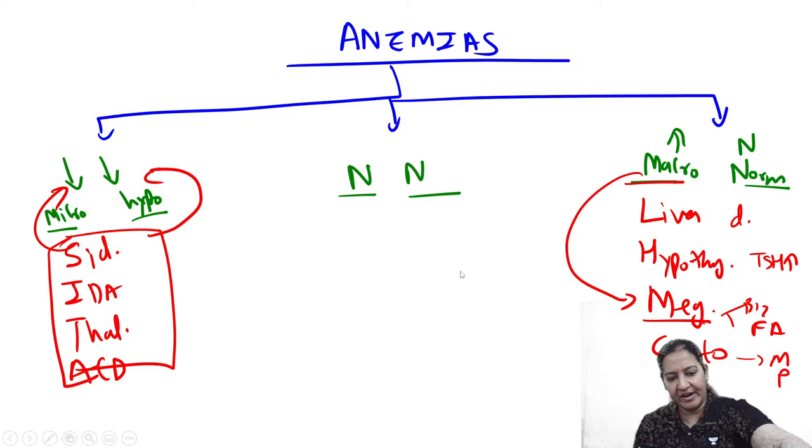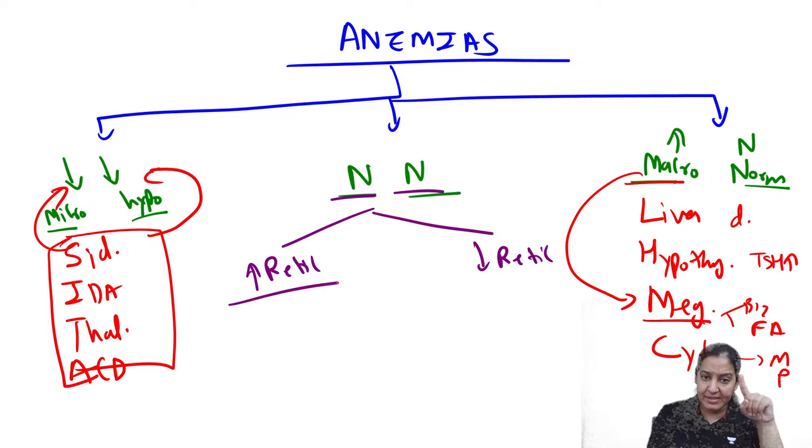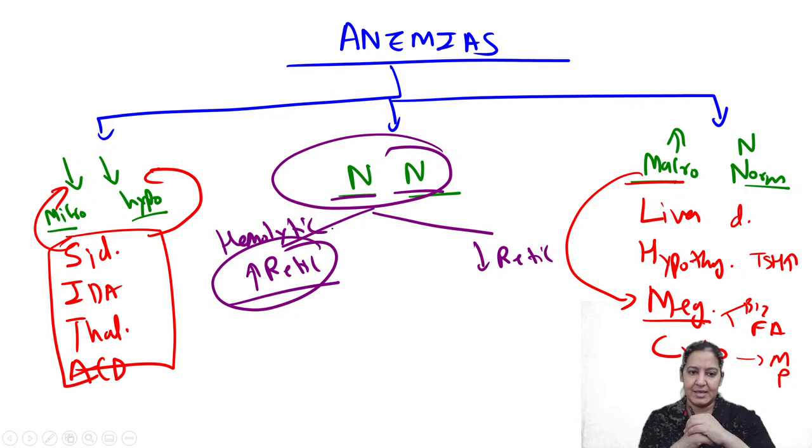If it is normocytic, normochromic, you have to see the retic count. If retic count is high, what is the mnemonic? If retic count is low, what is the mnemonic? So if retic count is high, all normocytic, normochromic anemias with high retic count are basically hemolytic anemias. How many hemolytic anemias you know? Do you know some hemolytic anemias? I guess you may be knowing. So there are five hemolytic anemias.